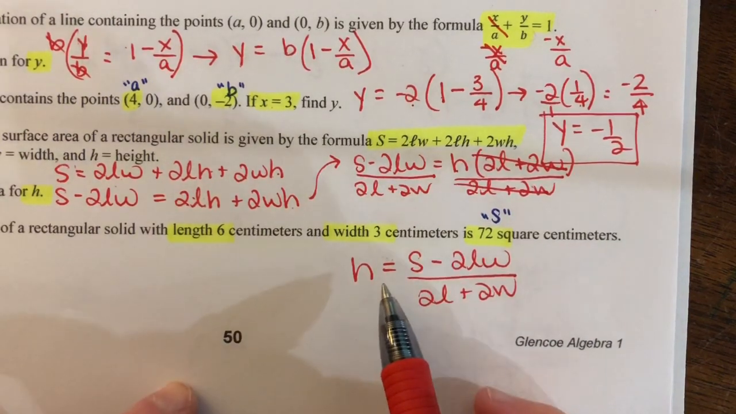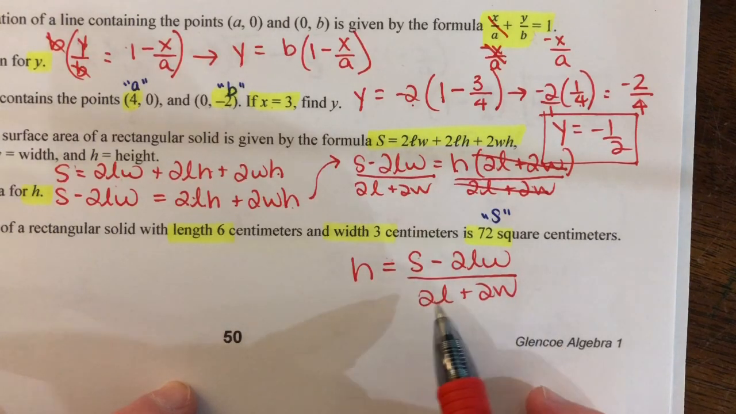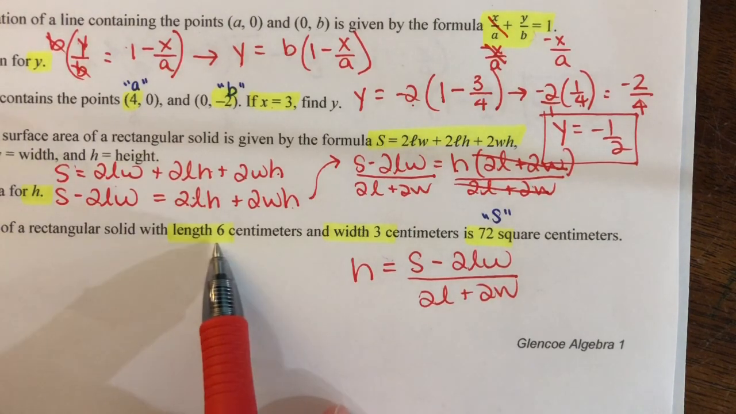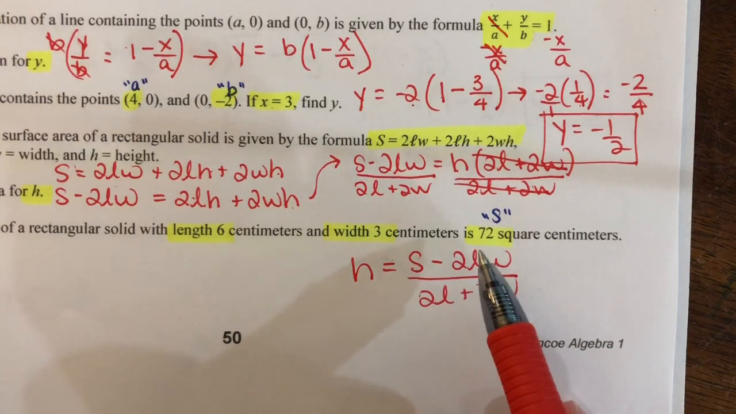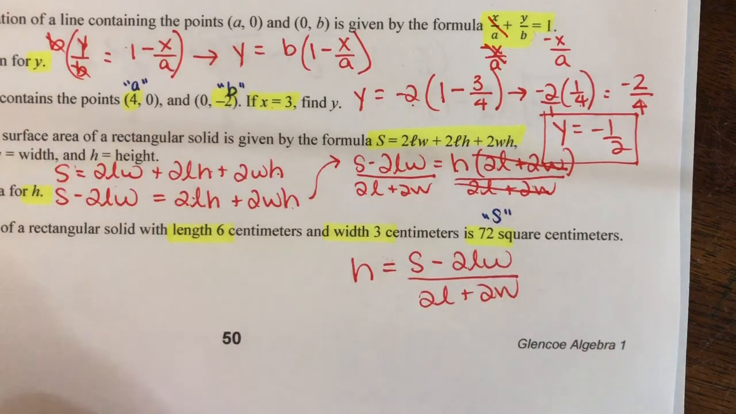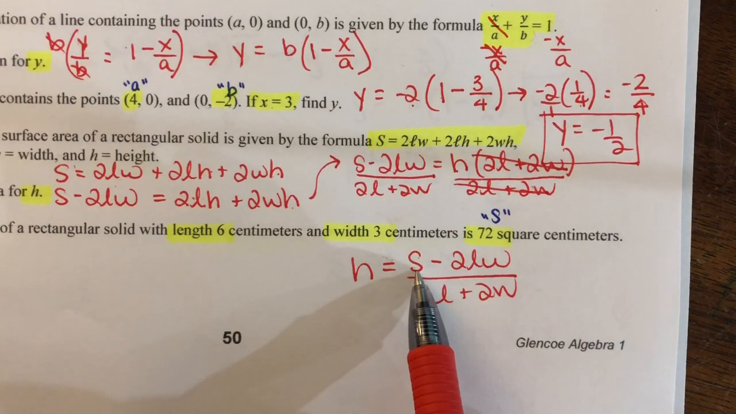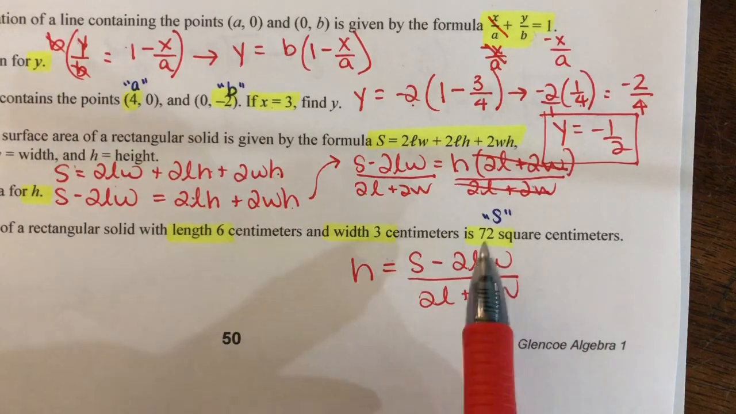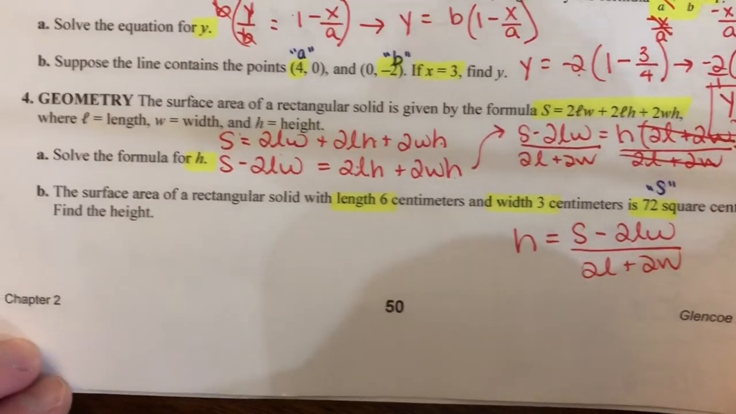So we have H equals S minus 2LW all divided by 2L plus 2W. So now in part B, the total surface area of a rectangular solid with a length of 6 and a width of 3 is 72 square centimeters. Find the height. So now we know 72 goes here, the length is 6, and the width is 3. So we're going to use this equation and plug in the information we're given, and I'm going to do it over here where I have room.